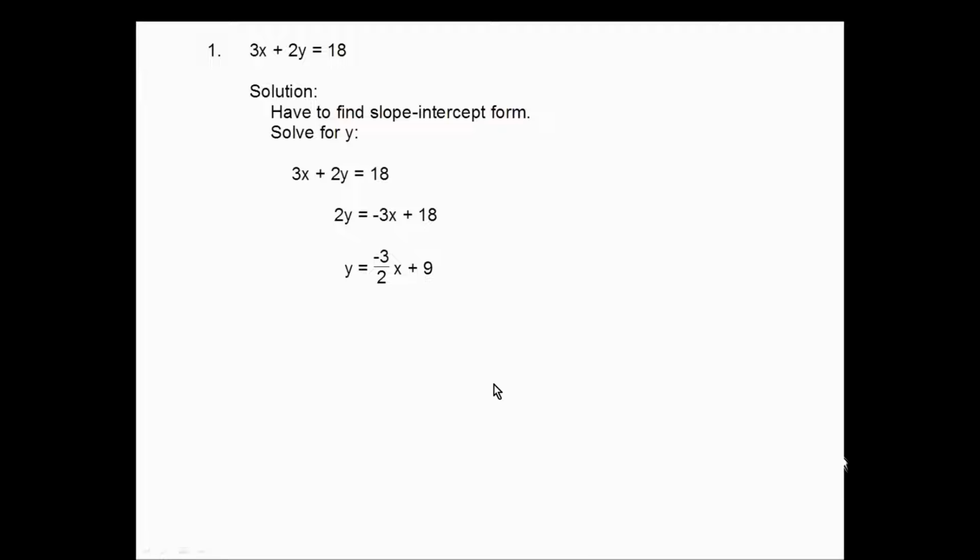Remember, when you have y equals, the coefficient of x is the slope. So the slope is negative 3 halves, and this is the y-coordinate of the y-intercept, so as a point, it's (0, 9). So that's all we're doing. We're solving for y.